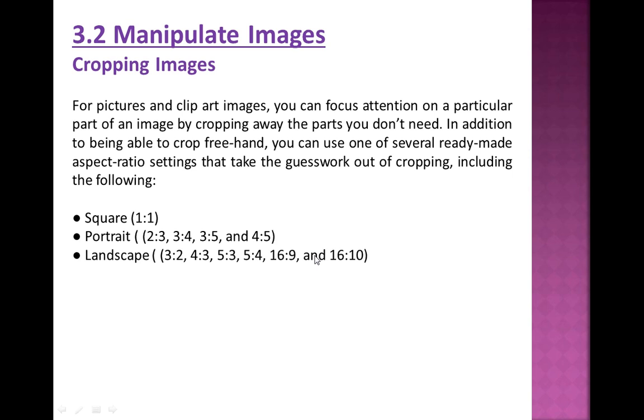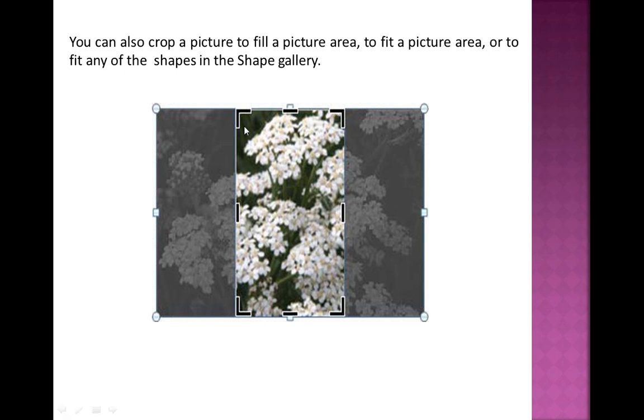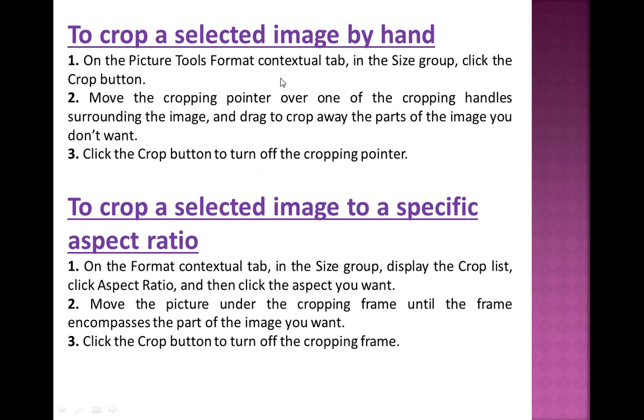Then we also studied how to manipulate the images, how to crop the images. We can crop the images in many predefined ratios like 1:1, 2:3, 3:4, 5:4 and so on. This is how we crop the image in MS PowerPoint 2010. How to crop? Go to the picture tools, format contextual tab, click on the size group, click the crop button, then move the cropping pointer over one of the cropping handles surrounding the image and then drag to crop away the parts of the image that you don't want.